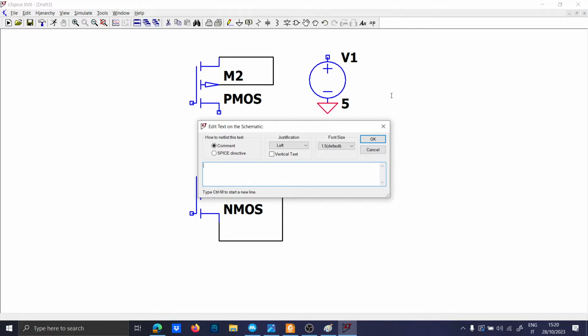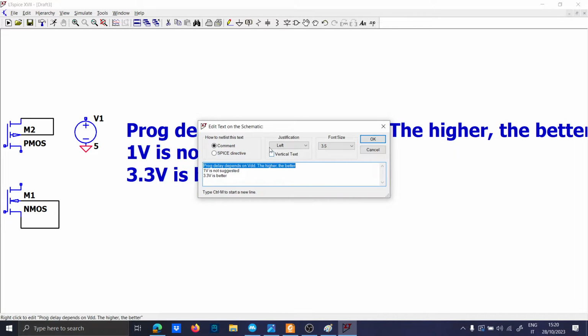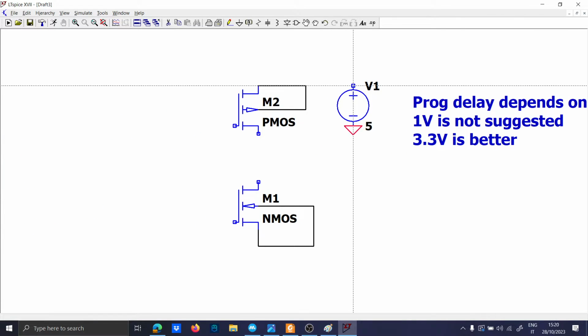A little bit of trick: the propagation delay depends on VDD. The higher, the better. So basically, 1 volt is not suggested. 3.3 is better. It's too big. Okay, so let's connect it like this.